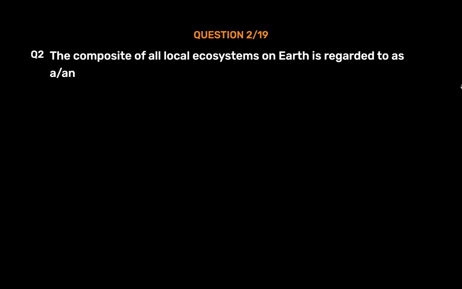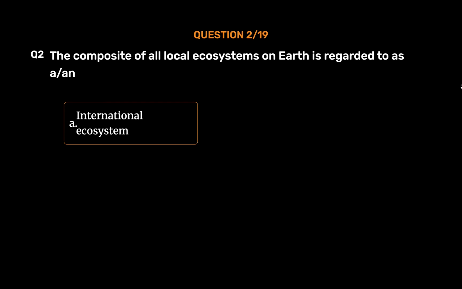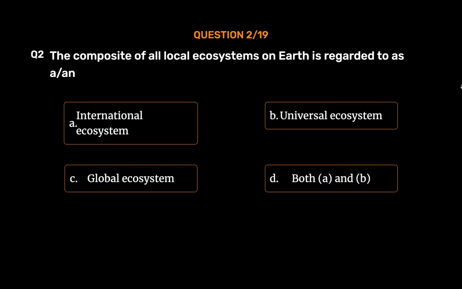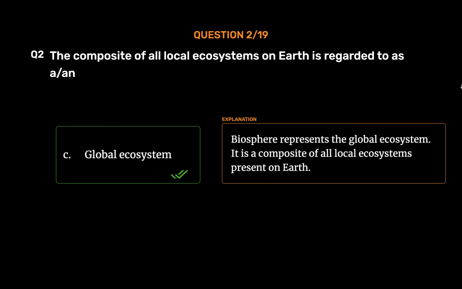Question number 2. The composite of all local ecosystems on Earth is referred to as a/an. Option A. International ecosystem. Option B. Universal ecosystem. Option C. Global ecosystem. Option D. Both A and B. The correct answer is Option C. Global ecosystem. Biosphere represents the global ecosystem. It is a composite of all local ecosystems present on Earth.